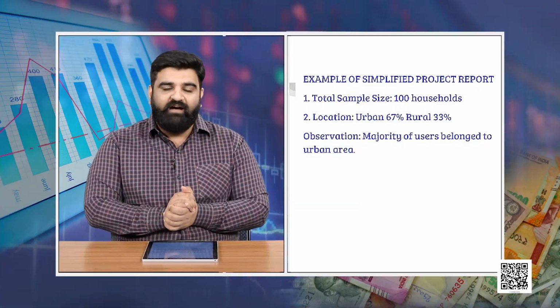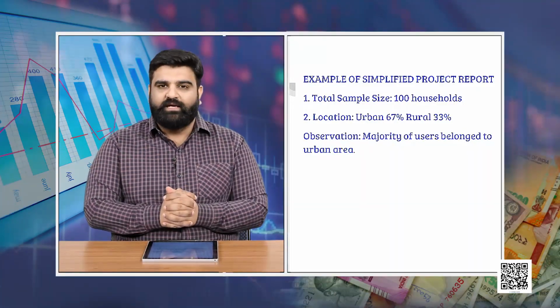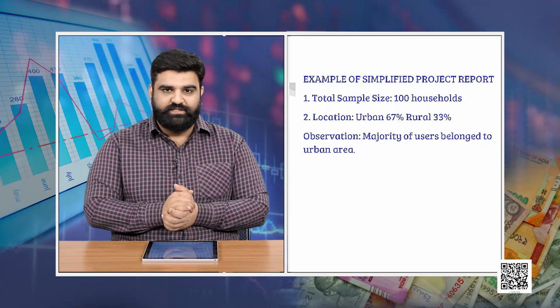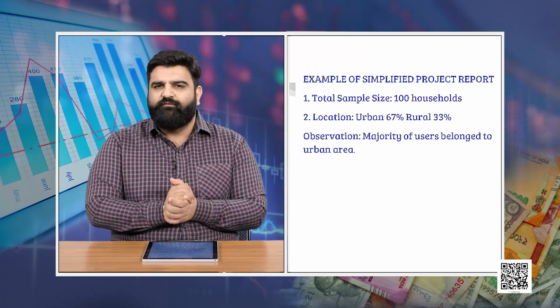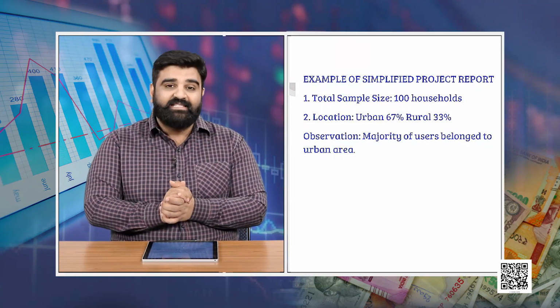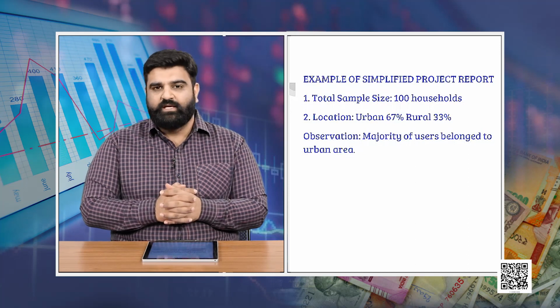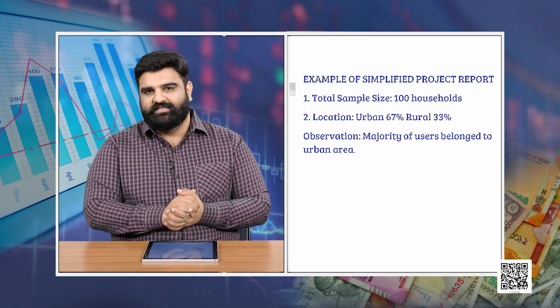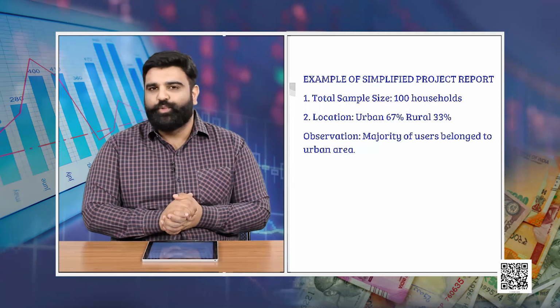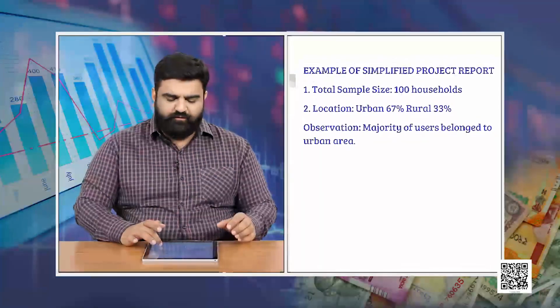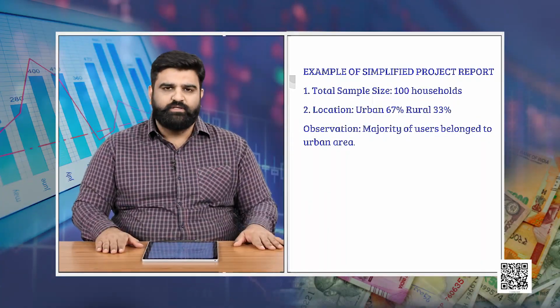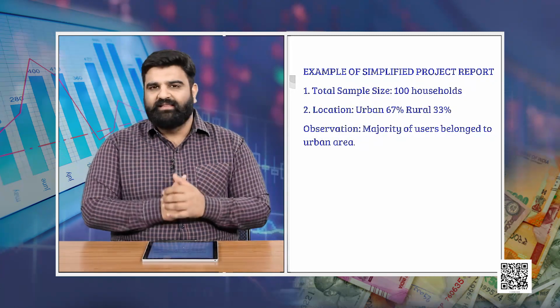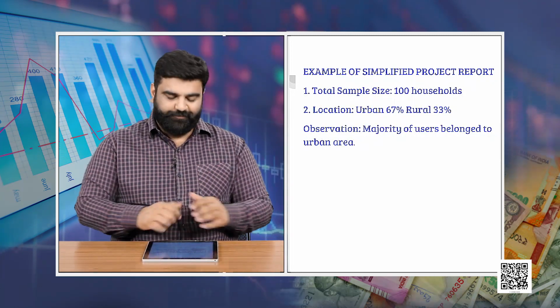So, now we will be discussing the data which has been obtained from this project report. We have a sample size of data from 100 families. This consisted of 500 people. Now, 67% of these households lied in the urban areas and 1/3 of them were in the rural areas. So, the majority of users belong to the urban areas because most people in the urban areas use toothpaste.